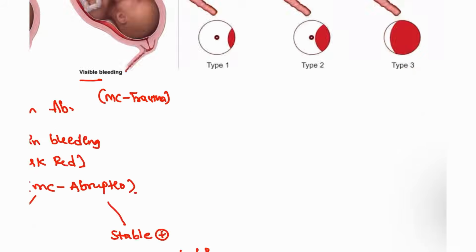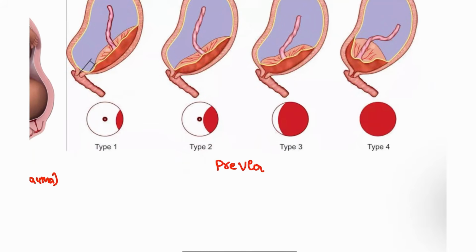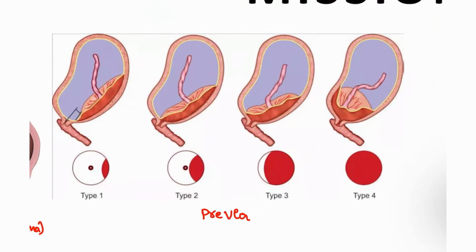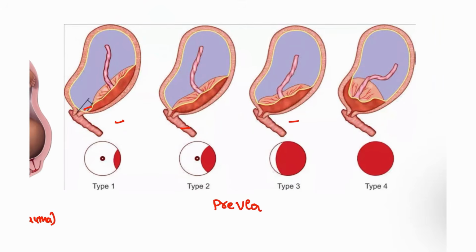Next, coming to the placenta previa. This is the condition of the previa. So there are four types of previa, guys. What are those four types? Here you can see this is type 1, from the os less than 2 centimeters, and this is the marginal type, and this is partially covering, and this is completely covering.